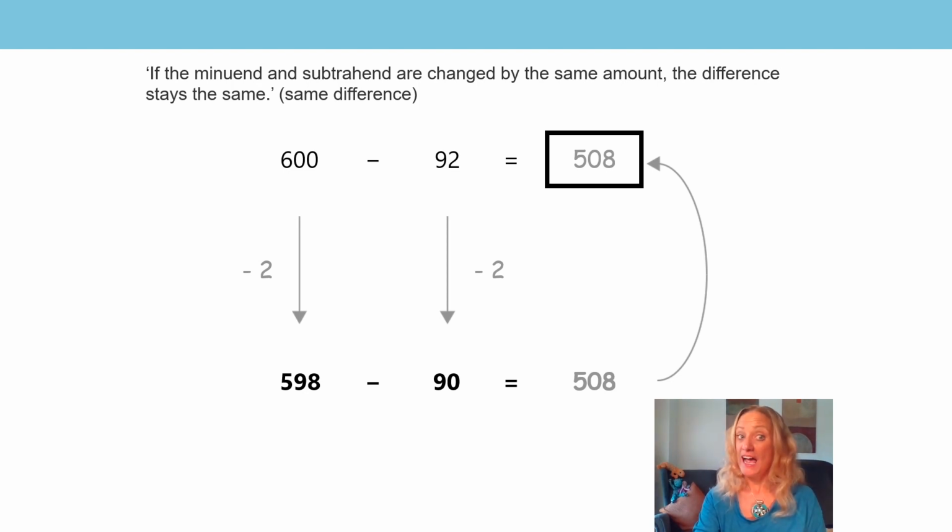Did any of you do that one differently? So did anybody add 8 perhaps? That would be a good way of doing it, wouldn't it? We could add 8 to both the minuend and the subtrahend, and then we would have 608 subtract 100, and you can see we'd get the same difference. Lots of different ways we could do that. Well done.